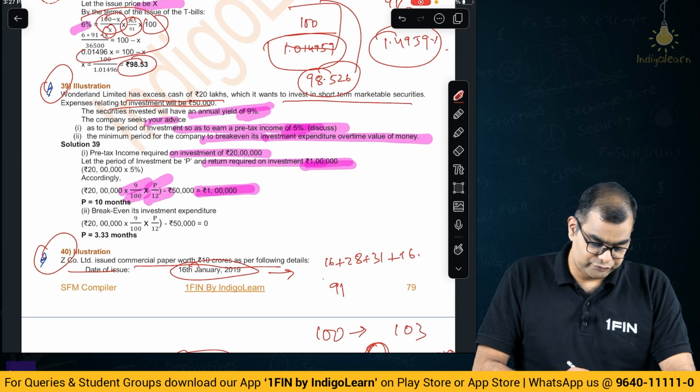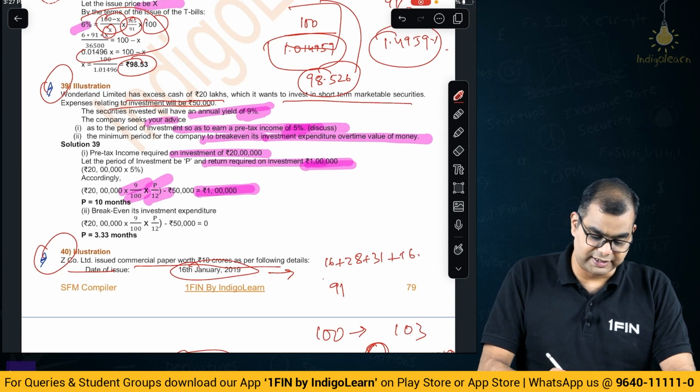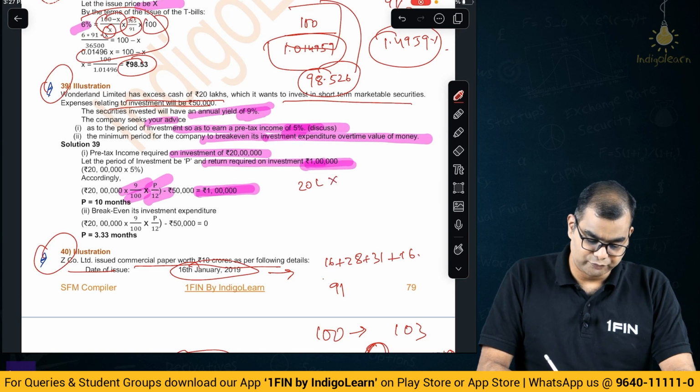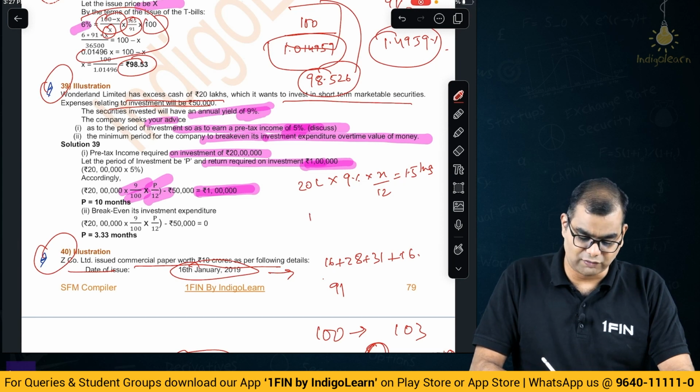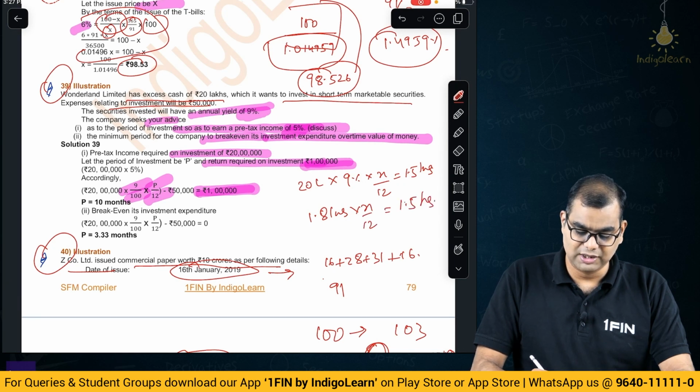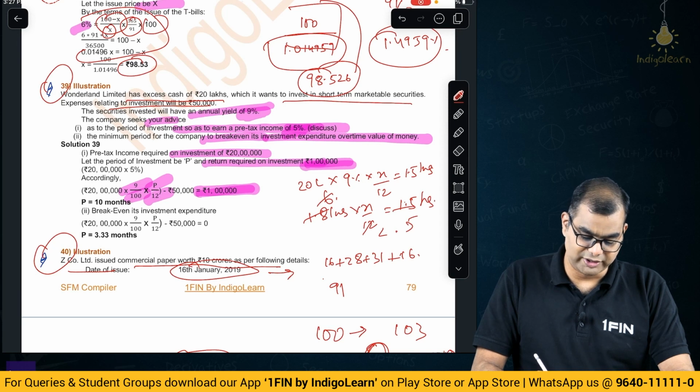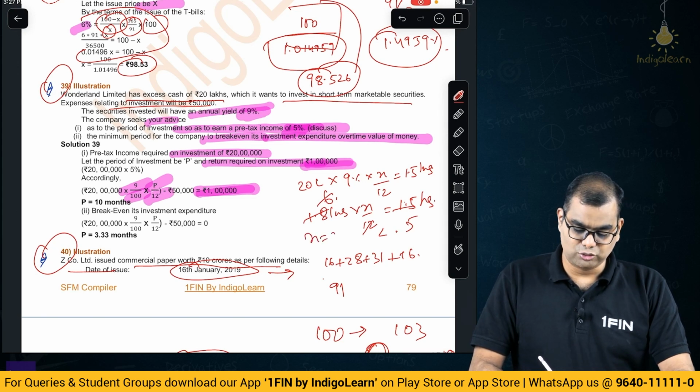So, if you solve this, it is 20 lakhs into 9% into x by 12 is equal to 1.5 lakhs. You have to solve this. 20 lakhs into 9% is how much? 1.8 lakhs. So, 1.8 lakhs into x by 12 is equal to 1.5 lakhs. So, 30,000 goes 5 times, 30,000 goes 6 times, right? Then 6 and 2. So, x is equal to 2 into 5, which is 10 months.